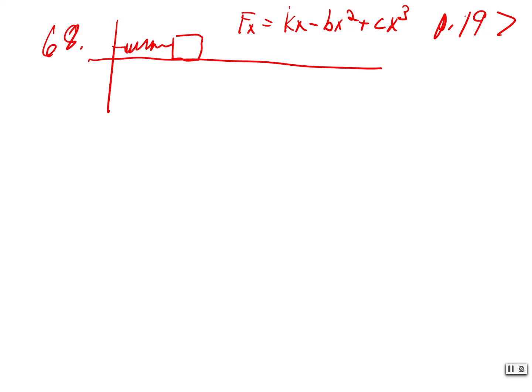Hence, k is 100 newtons per meter. So we've got to write this down. k is 100 newtons per meter, b is equal to 700 newtons per meter squared, and c is 12,000 newtons per meter cubed.